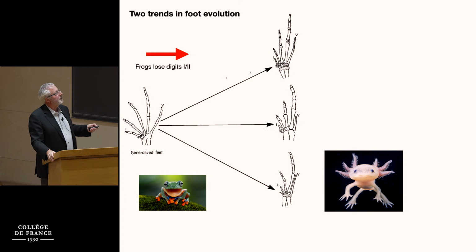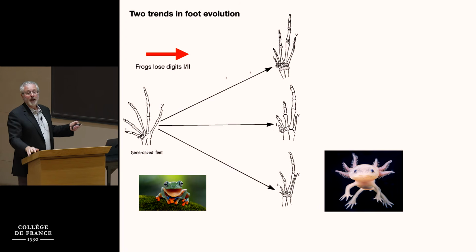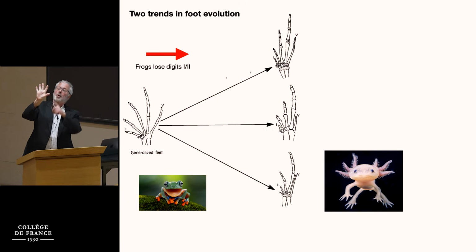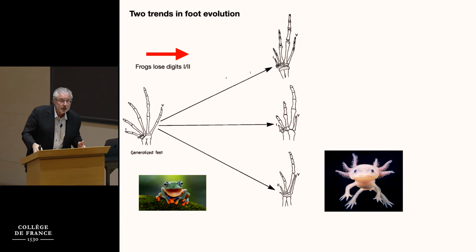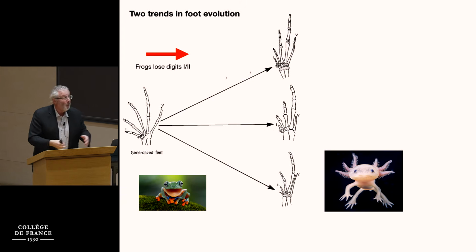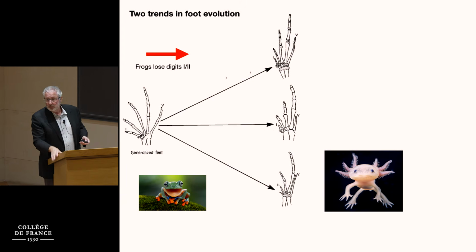They can lose a digit. They can reduce the number of phalanges. But typically, when frogs lose digits in phylogeny, they lose digits 1 and 2. Okay? They lose the ones on this side, 1 and 2. And we see this again and again in different species of frogs. It evolves independently, convergently, or in parallel, whatever word you want to use. They evolve in similar ways differently. So when frogs lose digits, they lose digits 1 and 2, and they can do it independently, oftentimes multiple times.